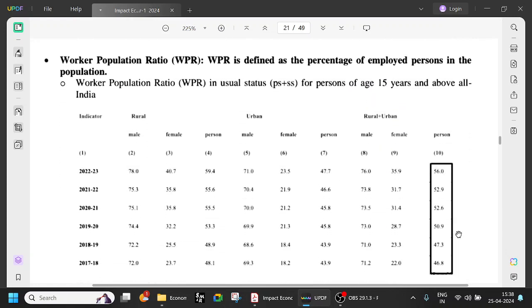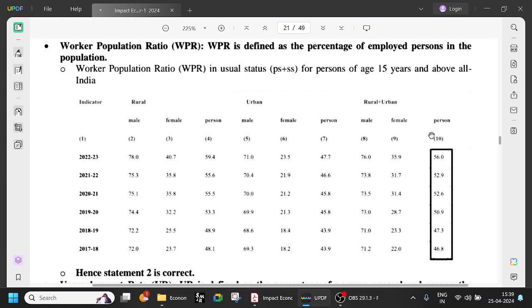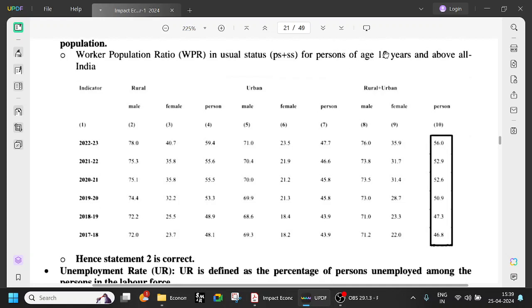Now, if you look at the worker population ratio, it is defined as the percentage of employed persons. Previously, labor force meant both working and seeking to work, but now worker population means only those who are actually working. So those who are actually working, that is 56, male 76, female 35. 15 years and above. Try to understand, keep this in mind. 15 years and above.